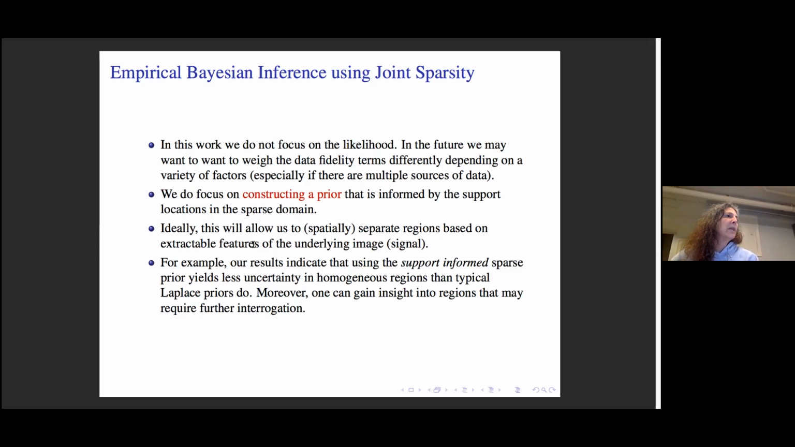So much in the way that we worked in compressive sensing, we want a spatially informed prior that will hopefully give us more accuracy. Of course, this is empirical because we're using information from the data to arrive at it. And what we found, which we'll show in these next slides, is that our intuition proved correct: if you use support-informed sparse priors, you get less uncertainty in the homogeneous regions than with typical Laplace priors. That might help the way we do other things. Maybe you'll say, I want to interrogate this region more because I know there's more uncertainty there, or there's less uncertainty in this region, so I don't have to worry about collecting information there. So we hope the benefits are important.